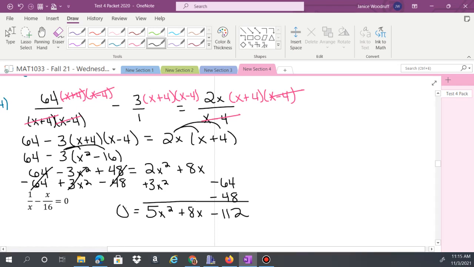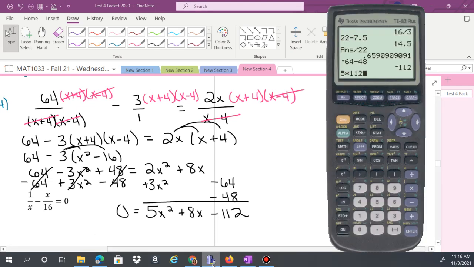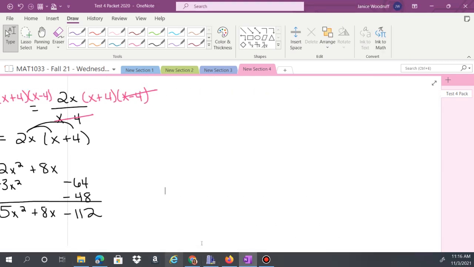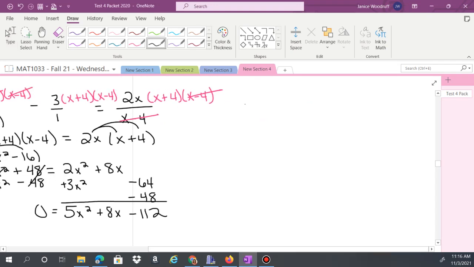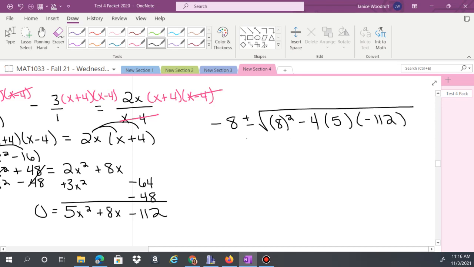We could factor, maybe. Or we could use the quadratic formula. I'm not sure if you could factor this. 5 times 112 is pretty big, so it might be hard to find some factors. So let's go ahead and use the quadratic formula to solve. So we're going to go negative b. So you have negative 8 plus or minus the square root of b squared, so 8 squared minus 4. Your a would be 5. Your c, negative 112. All over 2a, so 2 times 5.